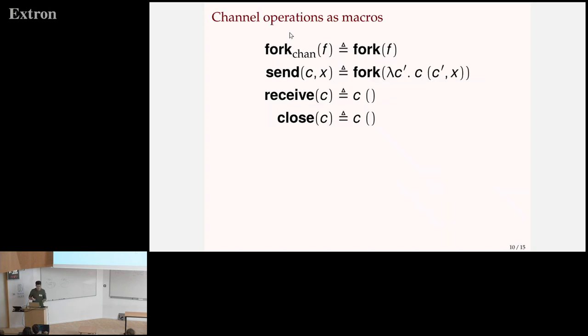So actually, we can encode all of the GV operations using this. And the encoding is actually pretty simple. So the fork is just a fork. The send spawns off such a messenger thread. And the receive and close just call it with unit.